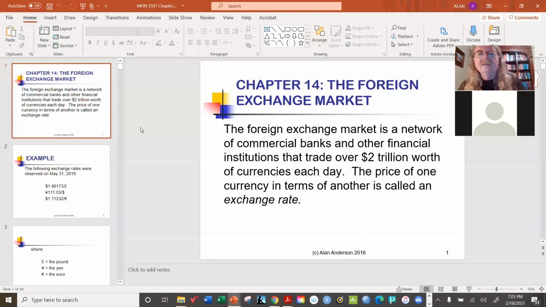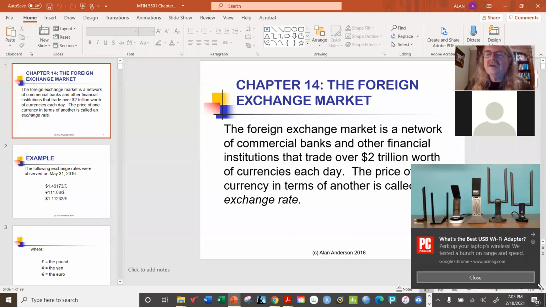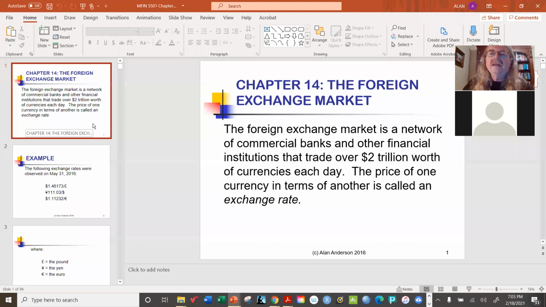All right, let's just get going. So here we have chapter 14, and you can see that the title is the foreign exchange market. And so we're going to be looking very carefully at, obviously, exchange rates. And of course, you can see from the slide that an exchange rate is really just the price of one currency in terms of another. In other words, it's the rate at which I can trade one currency for another.